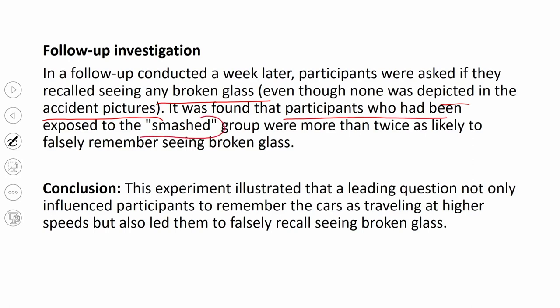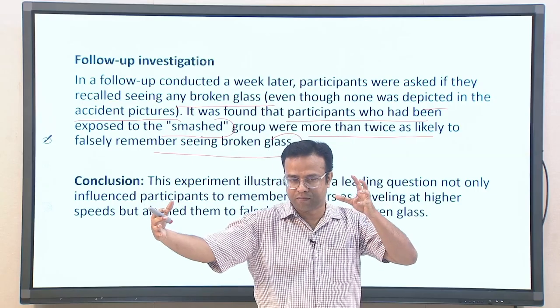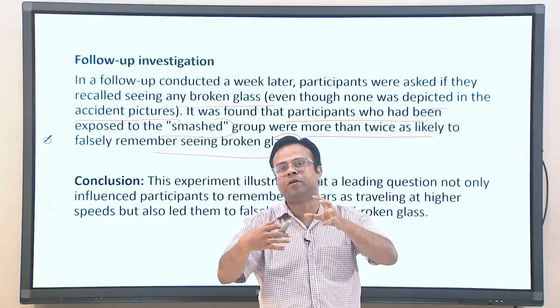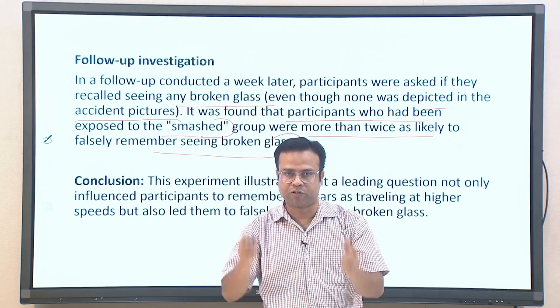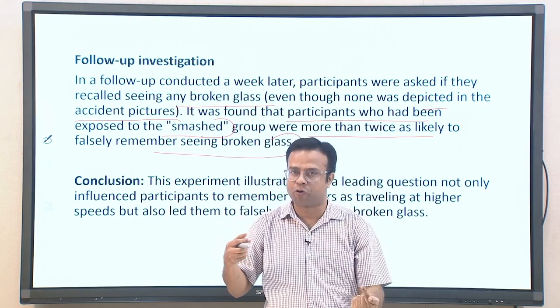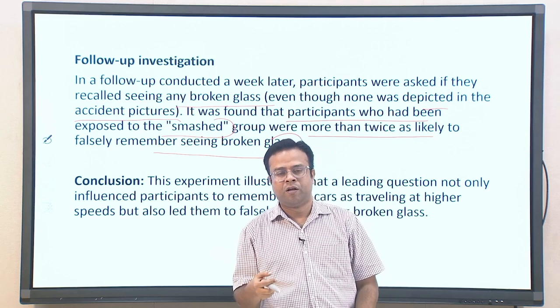It was found that participants who had been exposed to the smashed condition, where the word smashed was used, were more than twice as likely as other people to falsely remember seeing broken glass. They reported they had seen broken glass when actually it was not there, simply because they estimated higher speed. So, if two cars collide with each other at high speed, there must be some broken glass. That was an assumption. So, they falsely recalled something which was not there.